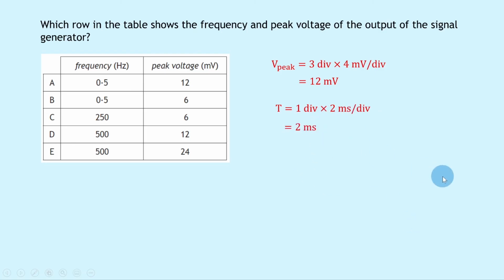And I'm going to rewrite this in terms of seconds because that's going to help me in a moment with the frequency. So let's rewrite this as 2 times 10 to the minus 3 seconds. Now to find the frequency, we use the relationship between frequency and period. So we have T equals 1 over f, and let's rearrange for the frequency f to get f equals 1 over T. And we can plug in the numbers to get 1 over 2 times 10 to the minus 3, and putting that into your calculator should give an answer of 500 Hz. So we're now looking at D as being our final answer here.